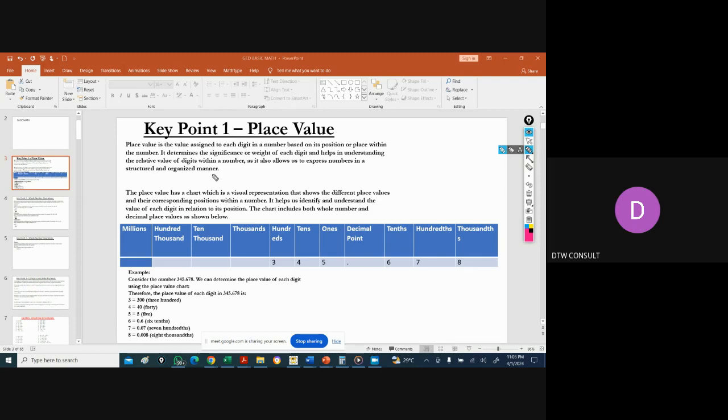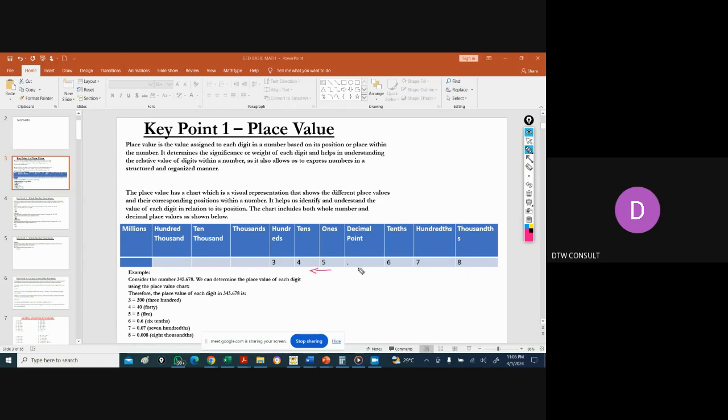organized manner. All right? So the place value has a chart, which is a visual representation that shows the different places, place value, and their corresponding position within a number. So we have a chart here. This chart helps us to identify and understand the value of each digit in relation to its position. So here we have this number: 3, 4, 5, then this is the decimal point, then 6, 7, 8.